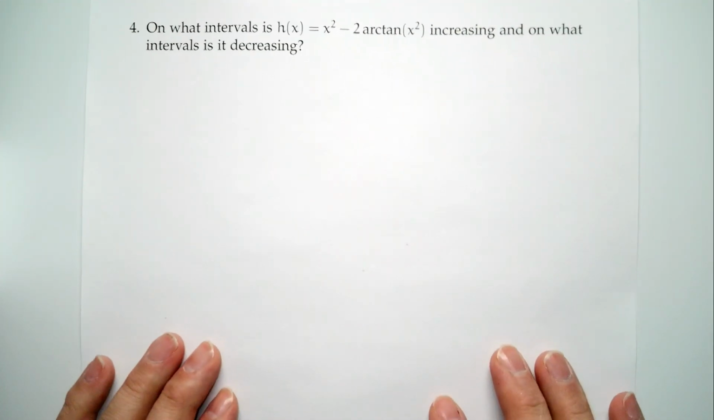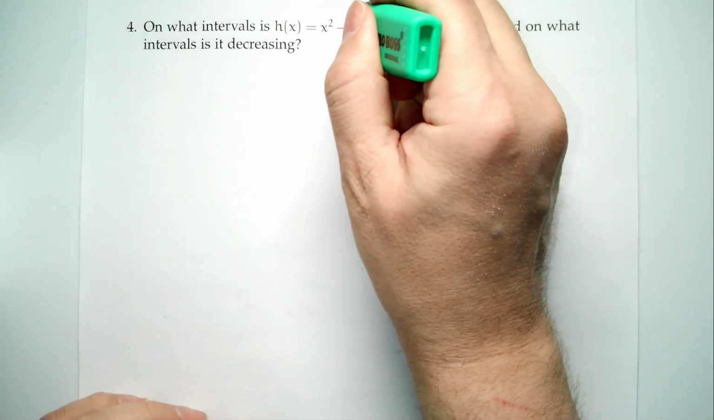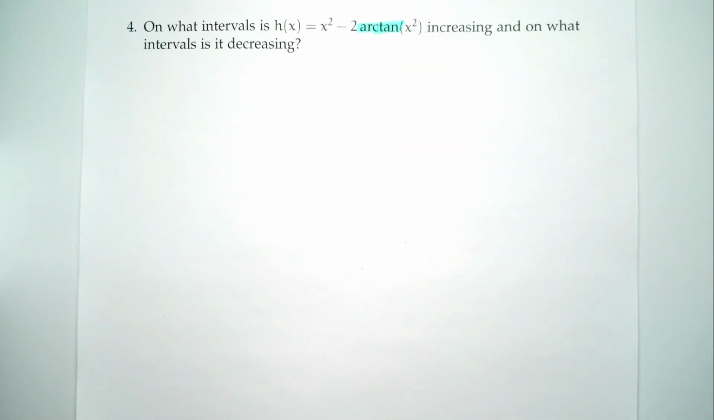All right. Oh, a different kind of problem. Number 4. On what intervals is h of x, which equals x squared minus 2 arctangent of x squared, increasing? And on what intervals is it decreasing? Well, again, wow, another arctangent. This is great. A double arctangent quiz. Best quiz ever. Yeah.